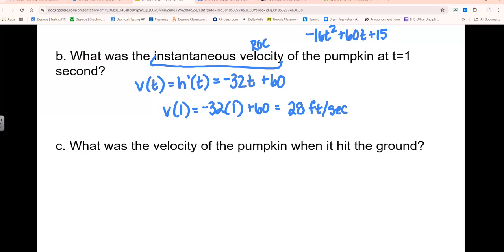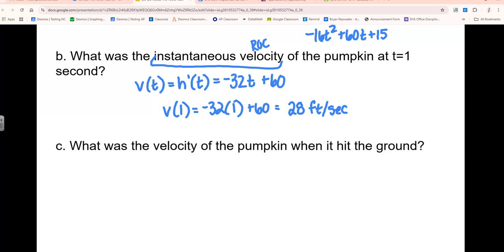So as it's going up, it's slowing down, right? So it's slowing down as it goes up because gravity's pulling against it. It slows down, so it makes sense for that average rate of change from 0 to 1 to be higher because it was going faster at the beginning than the instantaneous rate of change at 1.